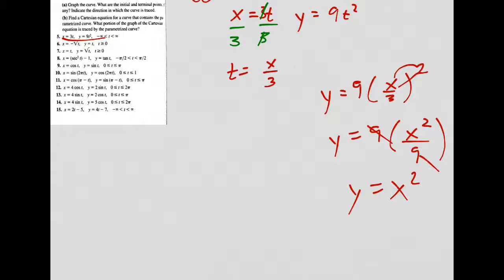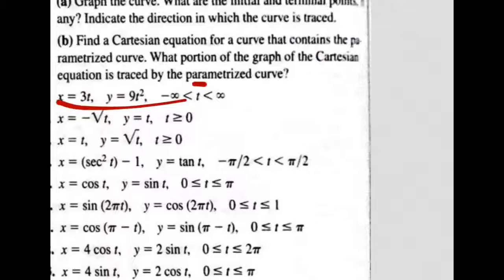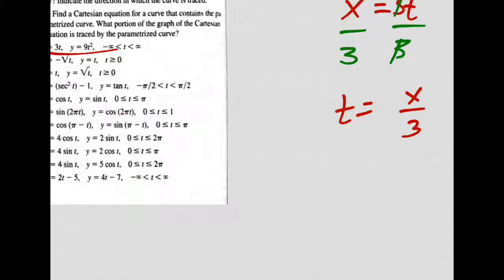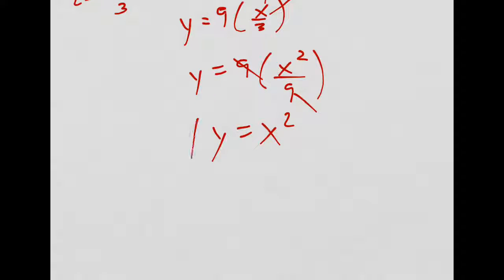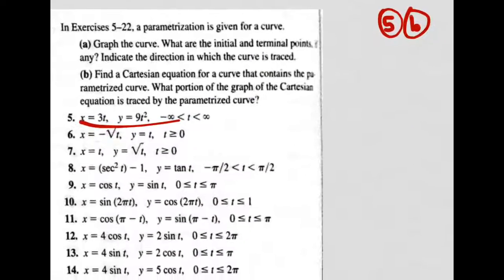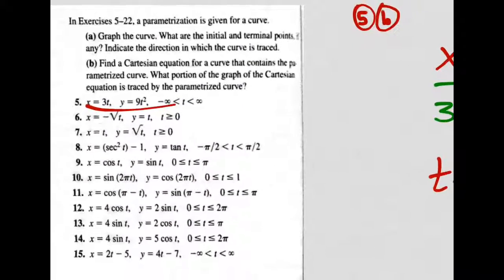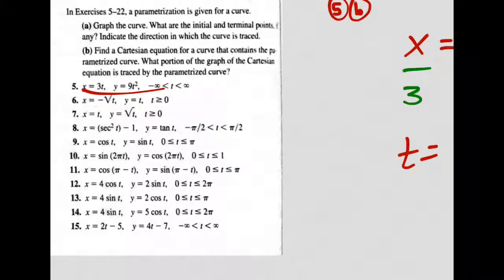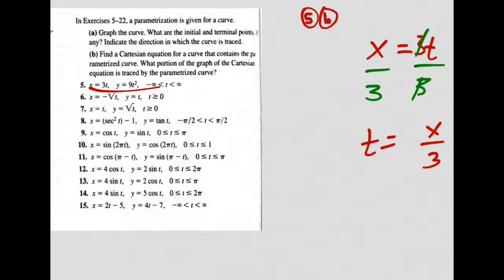We saw half of that graph in the calculator when we did it, but it is the whole thing because the parameter is not restricted. And there you go, that's eliminating the parameter. What were the other instructions? It said eliminate the parameter. What portion of the graph of the Cartesian equation is traced by the parameterized curve? In this case, it'd be all of it.